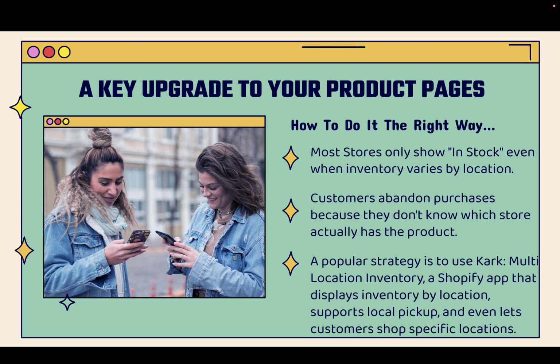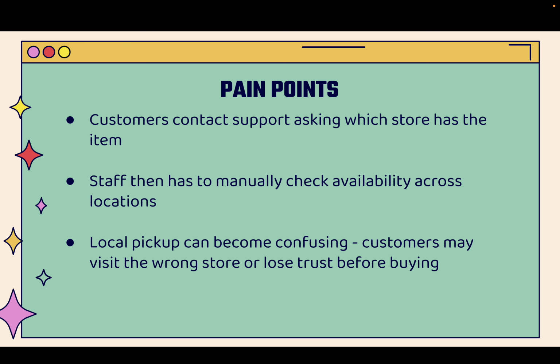A really popular strategy is to use the Kark multi-location Shopify app. Really, really powerful. I'm going to show you exactly what it does. It's an app that displays inventory by location right on your storefront. It supports local pickup. It even lets customers shop specific locations. We'll go over the shoulder later on in this video. And basically, this app solves a lot of pain points.